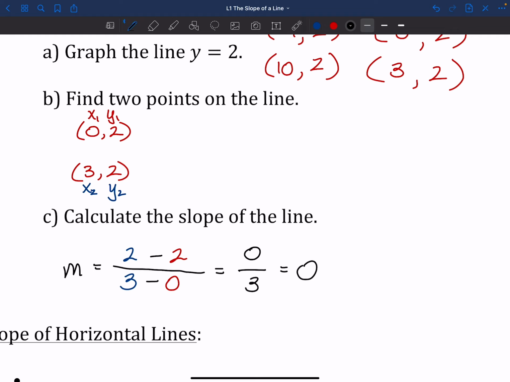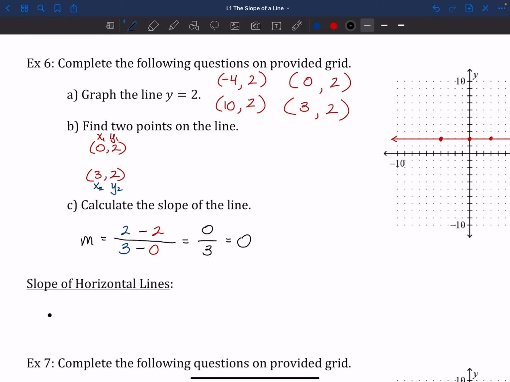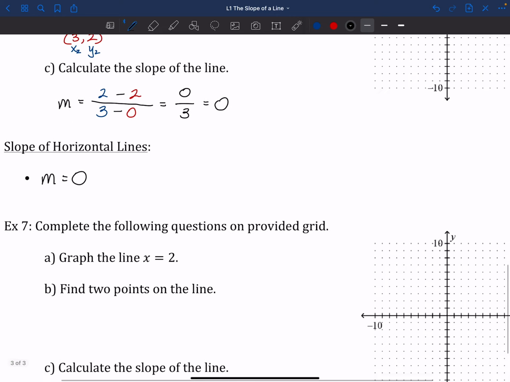So again, you might have been able to tell that from the start. It's not changing. The slope is 0. It's staying the same the whole way through. That's going to tell us about the slope of all horizontal lines. So whenever you have a horizontal line, the slope is 0. M equals 0. That's all we got to do there. Let's try another one.